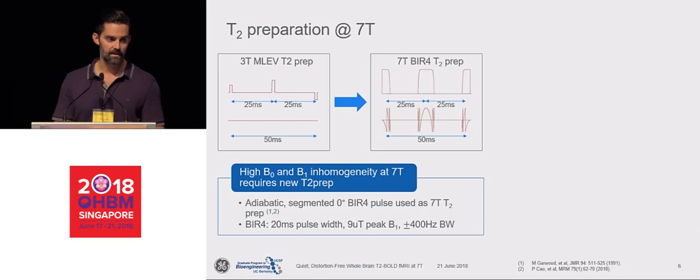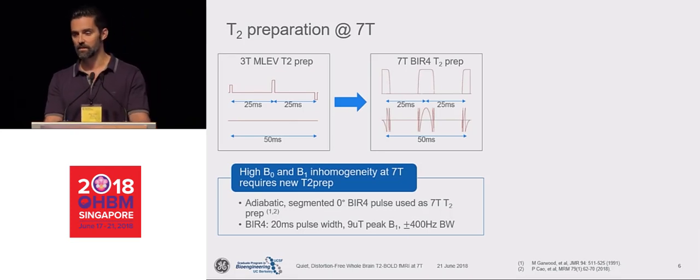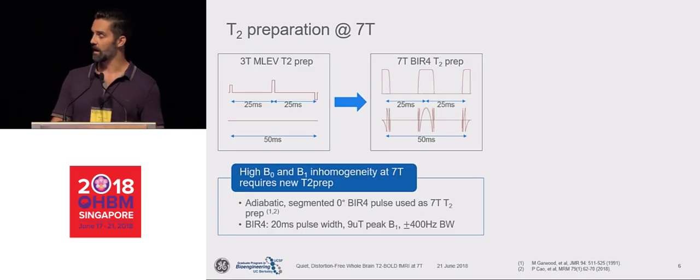However, in moving to 7 Tesla, we need to be wary of how we do the T2 preparation. If we basically just take this standard MLEV T2 prep, we'll have a lot of RF artifacts in areas of high B0 and B1 inhomogeneity. So we've chosen to use what's known as a BIR-4 pulse for the T2 prep. And the BIR-4 pulse is B1 invariant and also allows a high bandwidth for B0 inhomogeneity.